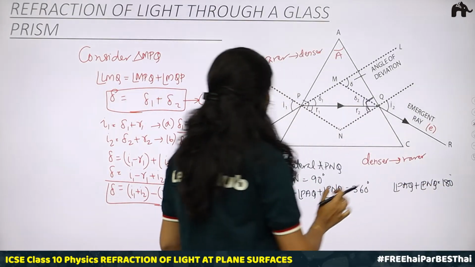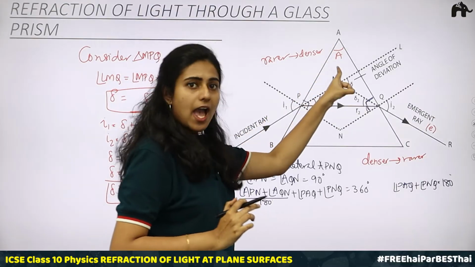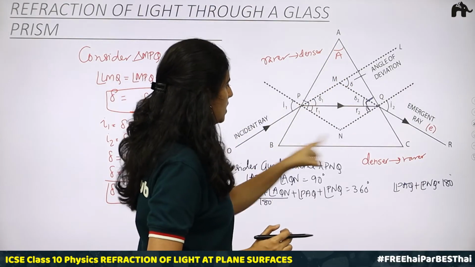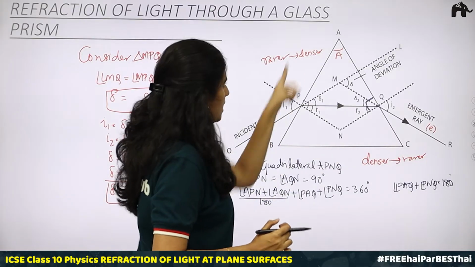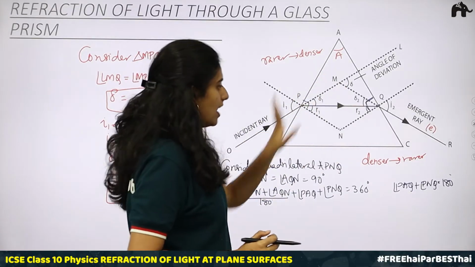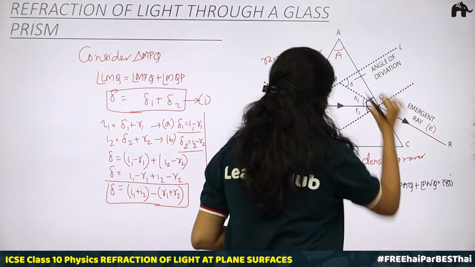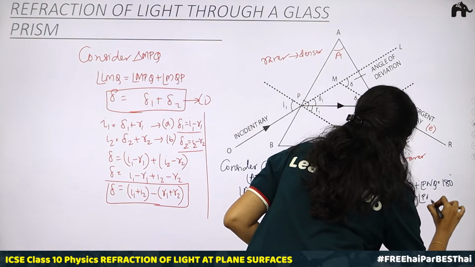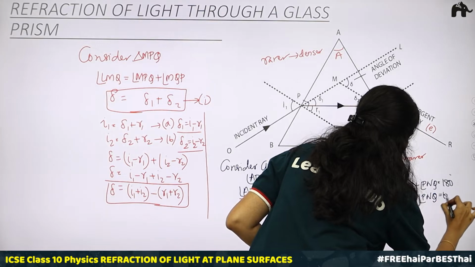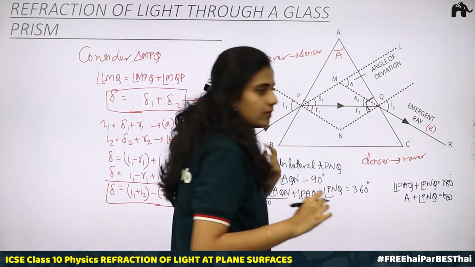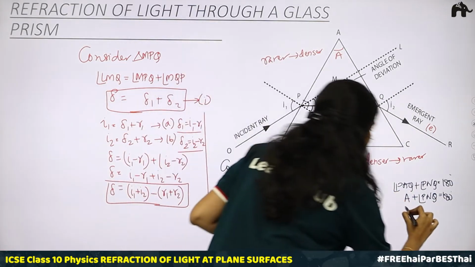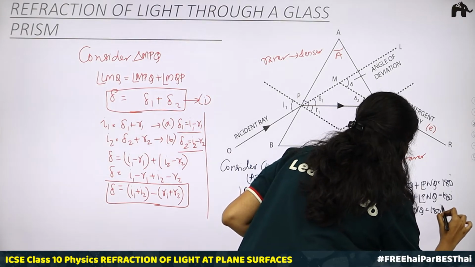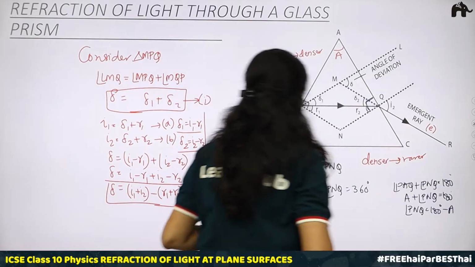What is PAQ? PAQ is the angle of prism. We are considering a prism's principal section ABC, and the angle of prism BAC is taken as A, which is the angle of prism. So PAQ, the angle of prism A, plus PNQ is equal to 180 degrees, from which we can write angle PNQ is equal to 180 degrees minus A.